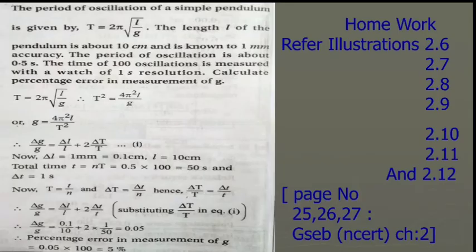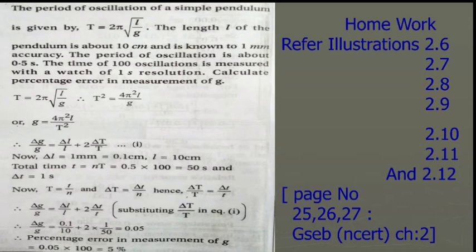The period of oscillation of a simple pendulum is given by T is equal to 2 pi root L upon g. The length L of the pendulum is about 10 cm and is known to 1 mm accuracy. The period of oscillation is about 0.5 second. The time of 100 oscillations is measured with a watch of 1 second resolution. Calculate the percentage error in measurement of small g.